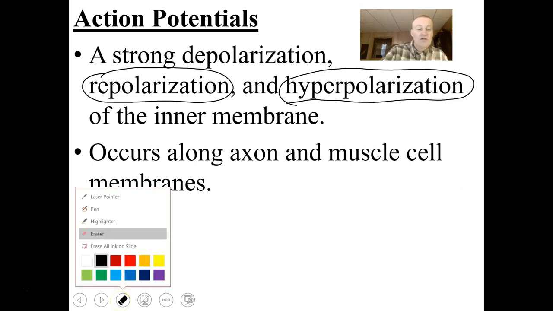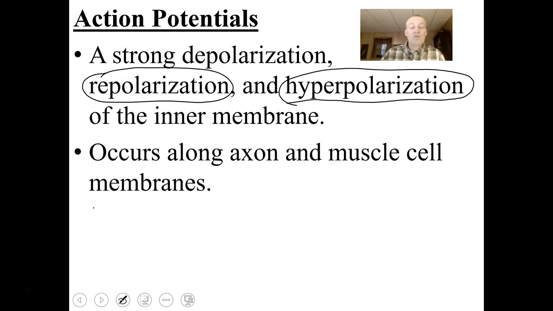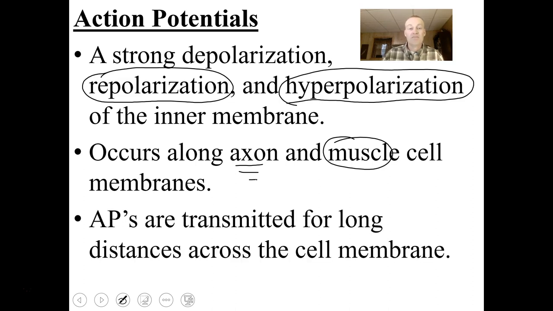All right. So this occurs along an axon, and it also can occur on the sarcolemma of muscle cells. So we're talking about action potentials occurring on axons. Graded potentials will occur on the cell body of a nerve cell. Action potentials can be very strong, and they can be transmitted for very long distances across the cell membrane or across the axon membrane.